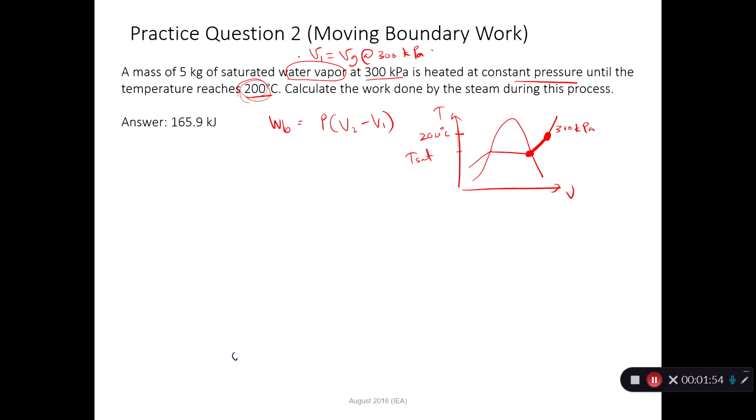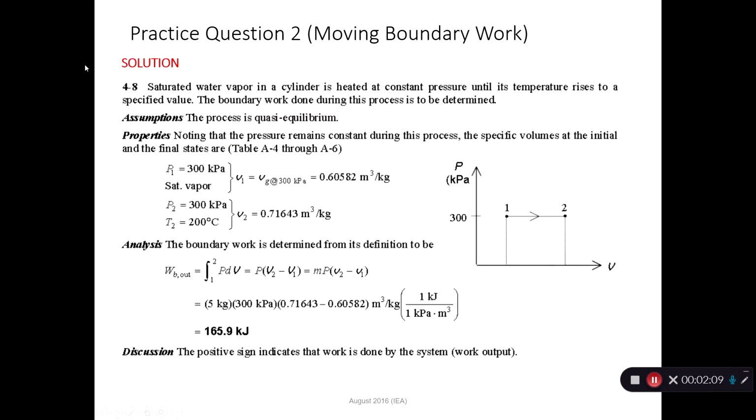So V1, no problem. V2, just take the pressure and temperature, table A6, find V2. Mass is given, pressure of course is given, no problem, you can find this value. Okay, the solution is here. You can pause and take a look.